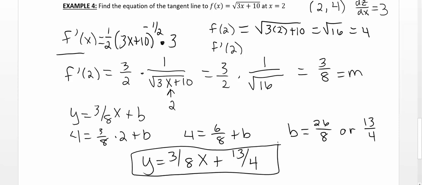So again, the process of how we find it is the same as we'd previously been doing it, but now when we needed to find the slope of our tangent line using the derivative, we had to use the chain rule.